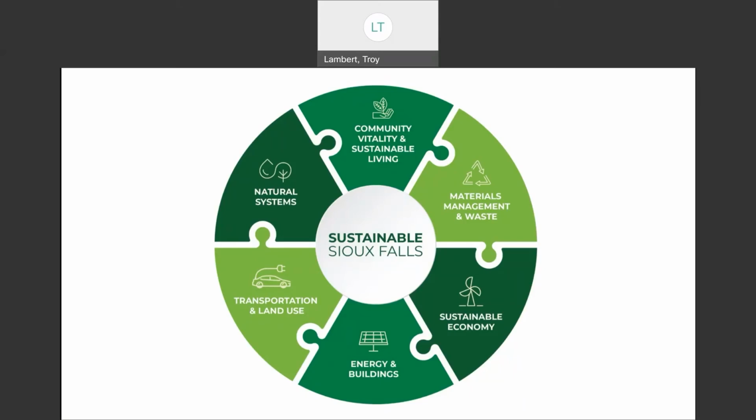Energy and buildings, that one is pretty straightforward. Where is our energy coming from? What are our energy sources? And then how are our buildings designed and operating to be the most sustainable possible? Transportation and land use, that includes how we get around in our community and beyond, and then how we are designing our communities and using land resources. And then finally, natural systems. This is really our natural resources. This is water, this is air, this is habitat, native prairie, everything that we consider when we think of natural environment, that's in this sphere.